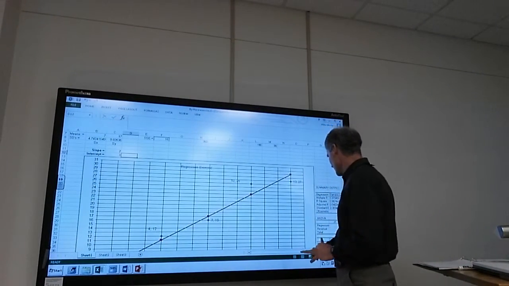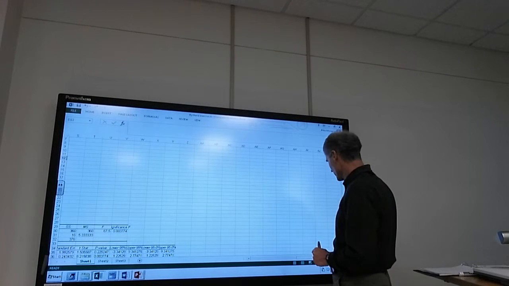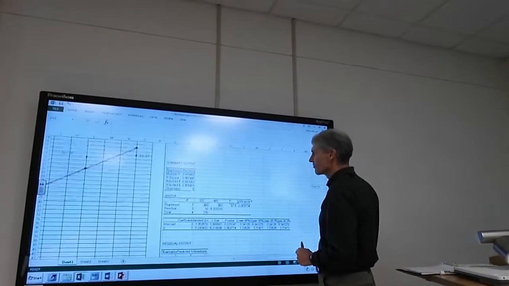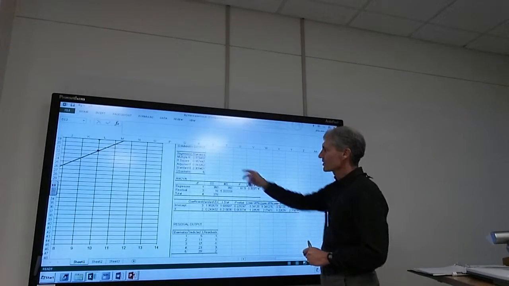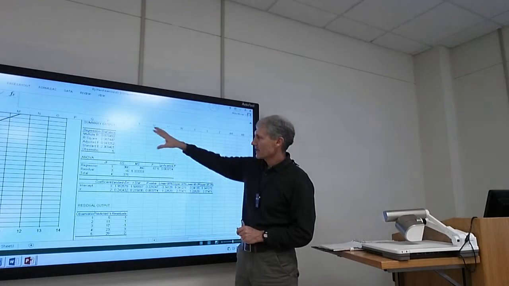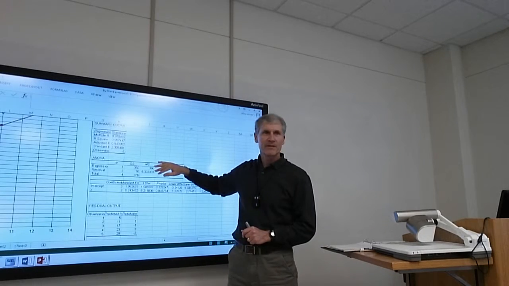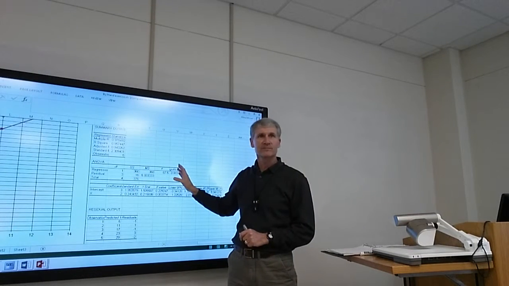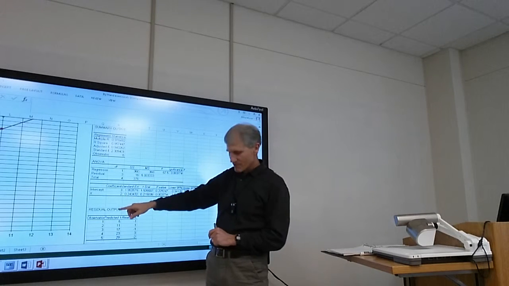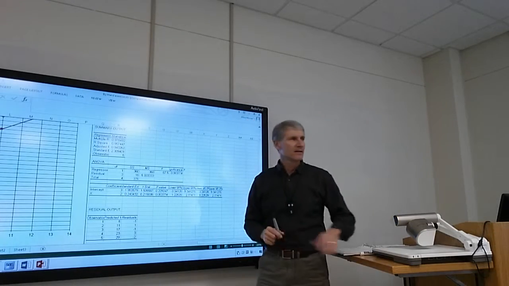To do that, I need to run the regression. In Excel, you can run a linear regression pretty easily, and I've done that here. The top part of this is called the ANOVA table. That's short for analysis of variance, right? We'll talk more about that in the second section of chapter 10. But for now, look at the intercept and the slope that it fit.